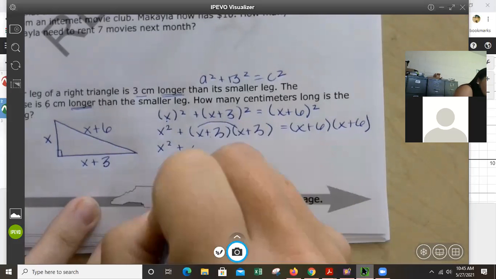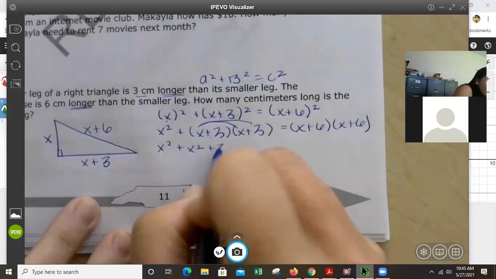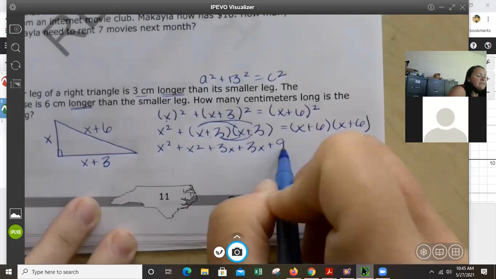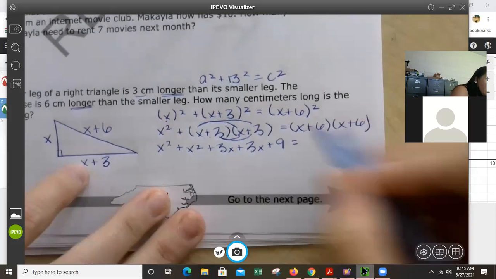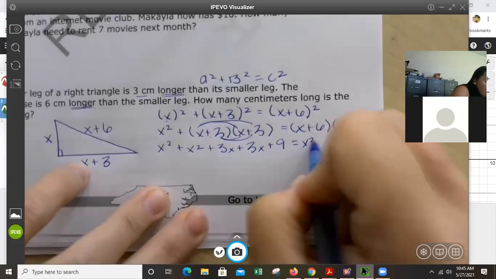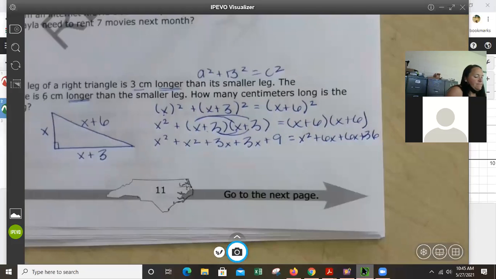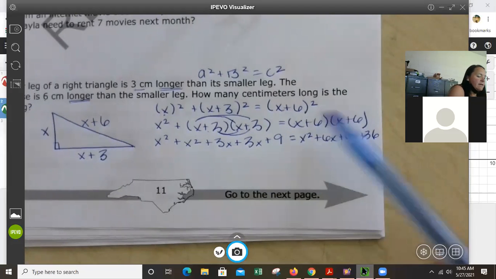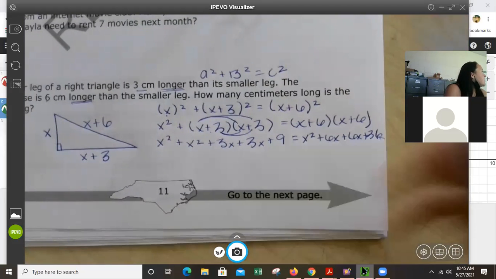X times X is X squared. X times 3 is 3X. 3 times X is 3X. And 3 times 3 is 9. If you want to use the box, that's fine. Over here, if I do the same thing, X squared, 2 6X's, and a 36. X times X is X squared, X times 6 is 6X, 6 times X is 6X, and 6 times 6 is 36. That would be the 4 boxes that you do.